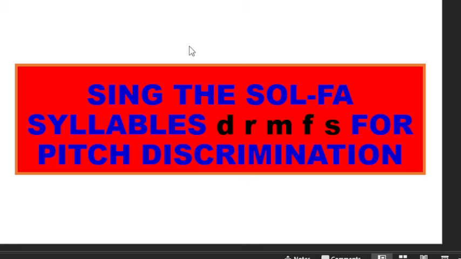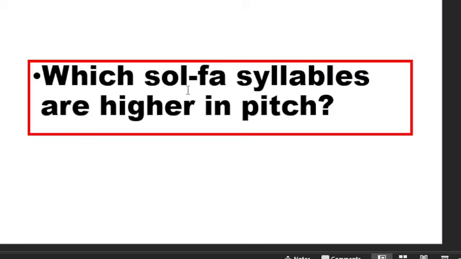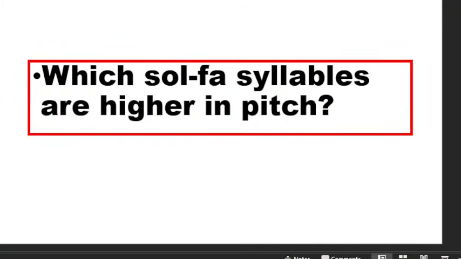Now I want to look at pitch discrimination. The question that will come first is: which solfa syllable is higher in pitch? That's the first question we want to ask you. We will be able to answer the question as we progress. We look at which one in our solfa syllables is the highest. So let's continue to be able to answer this question.